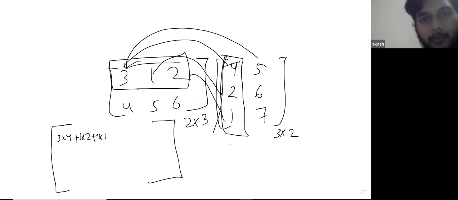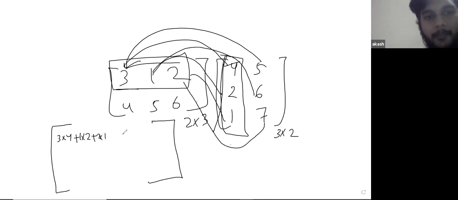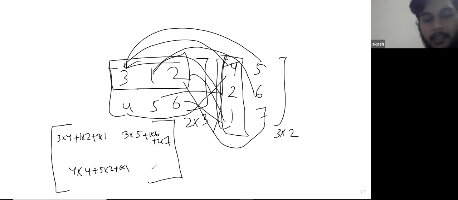The second element would be this: 3 into 5 plus 1 into 6 plus 2 into 7. This would be the third: 4 into 4, 5 into 2, 6 into 1, so 4 into 4 plus 5 into 2 plus 6 into 1. This element, second row, second column: 4 into 5 plus 5 into 6 plus 6 into 7. All right. Are we clear?